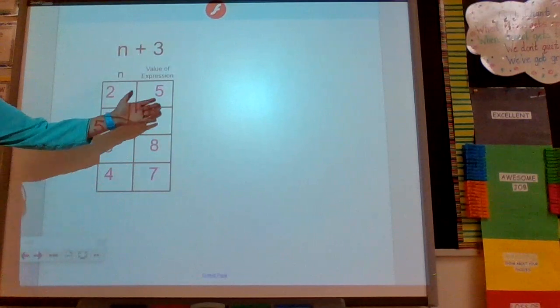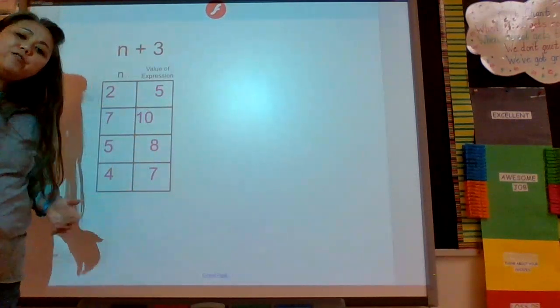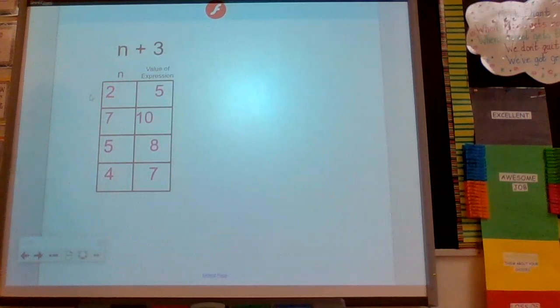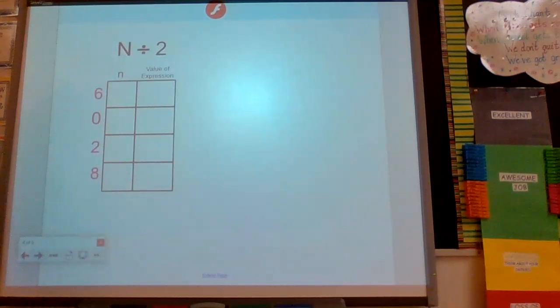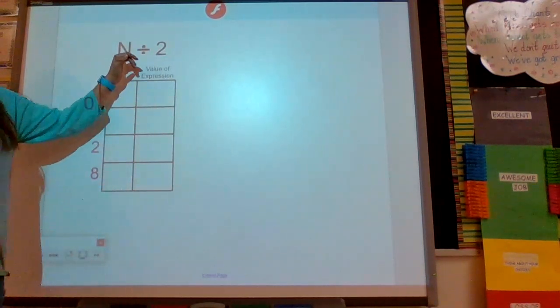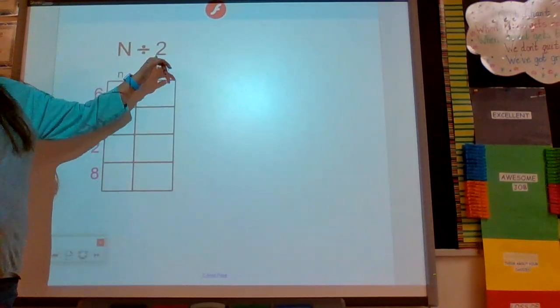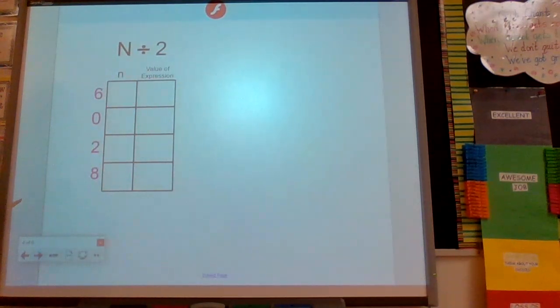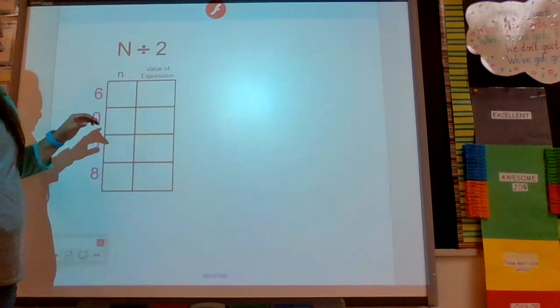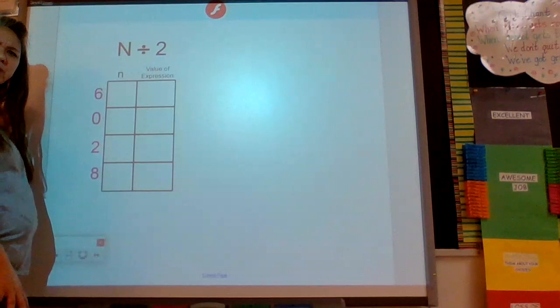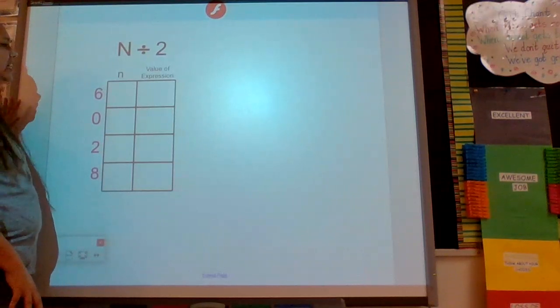Okay, so here we are filling in the chart if we don't know what that other number is, but they're giving us the rule. We can create and fill that in. Now we're taking this number, so the numbers that we put in are going to get smaller. So I like this one because look at that.